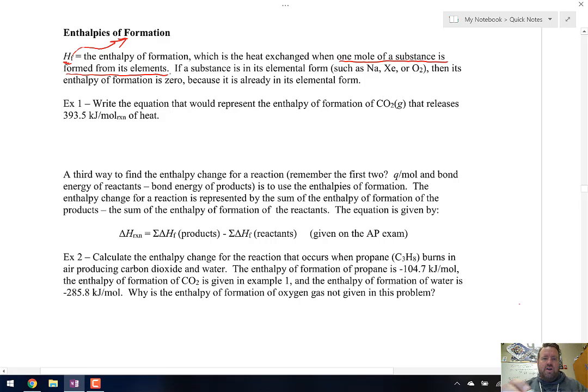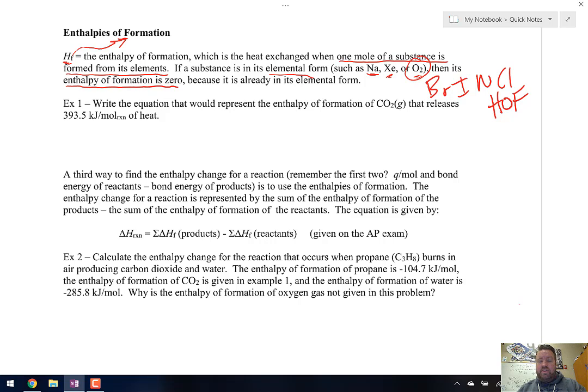Okay, if a substance is already in its elemental form, such as sodium or xenon, or even O2, remember the diatomic molecules, Brinkelhoff, then each of those elements in their elemental form is going to have an enthalpy of formation equal to 0. So if something's in its elemental form, then its enthalpy of formation is equal to 0. And that could be just an atom like sodium or xenon or any other element, or it could also be one of the diatomic molecules. Any of those are also in their elemental form, and so they have an enthalpy of formation equal to 0.